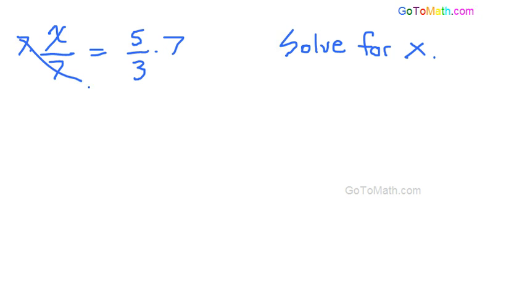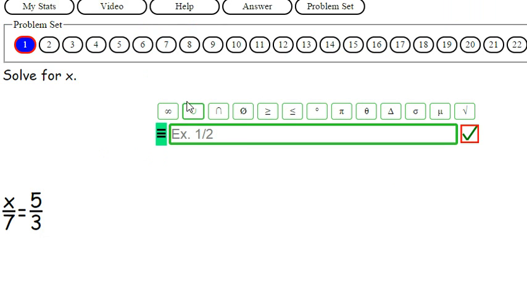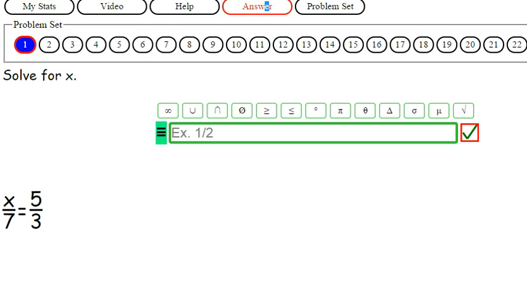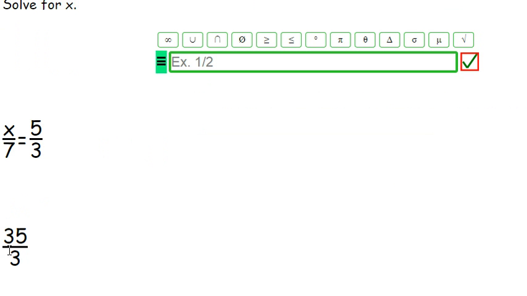And as you can see, those will cancel out, and you'll have x is equal to... is there a number that goes into 3 and into 7? Well, 1's the only one. That doesn't do anything. So we can't really reduce this down any, so we'll just multiply 5 times 7, which is 35 over 3. And so there is your x. 35 over 3.